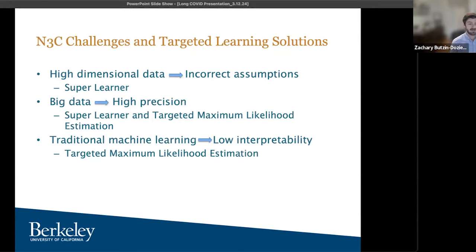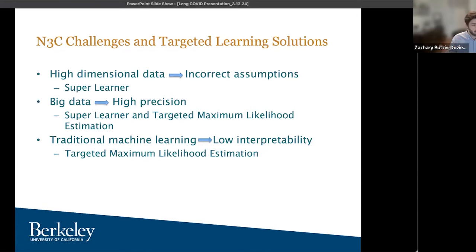While we would often think of that as a good thing, a really well-powered study, the issue is that if we have any bias at all in a really large sample size, it'll have really high precision, but low accuracy. In other words, we're going to be so confident in what could be the wrong result that could be really problematic. So here, both superlearner and targeted maximum likelihood estimation are going to be really useful.